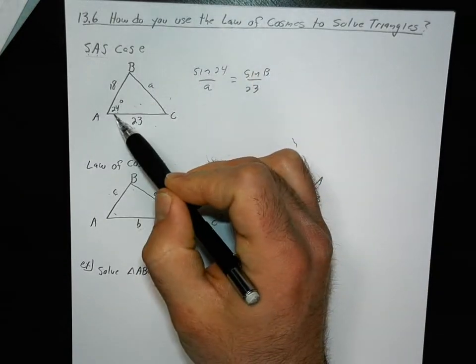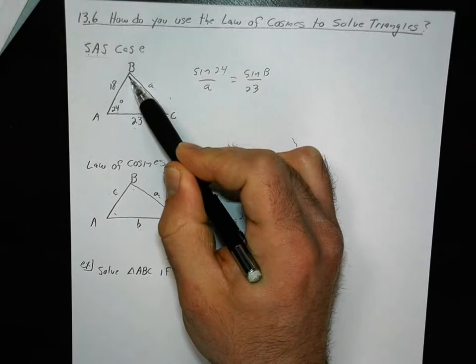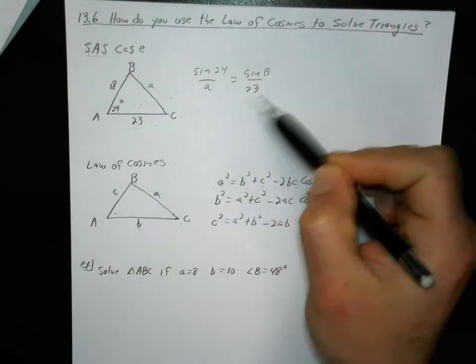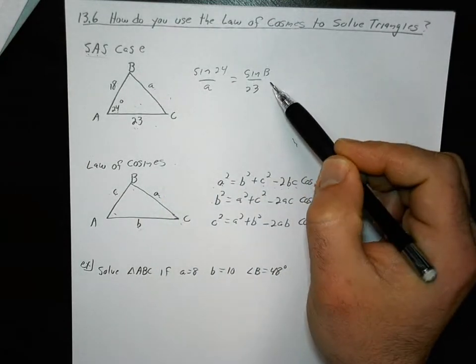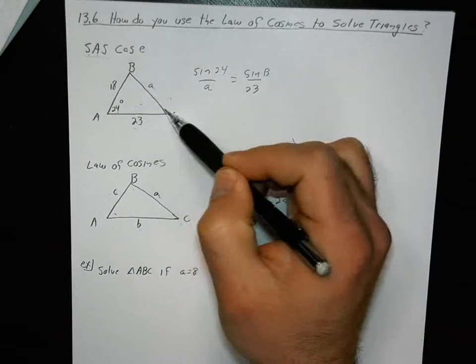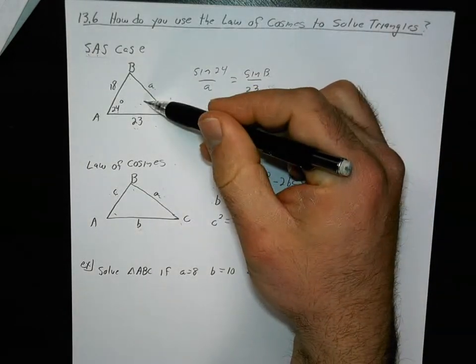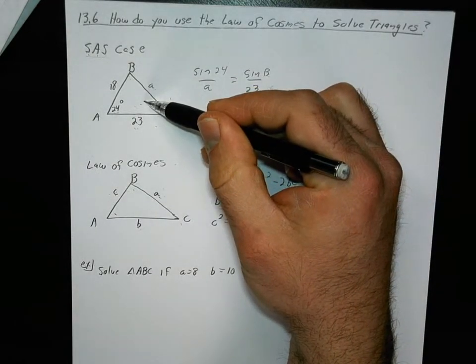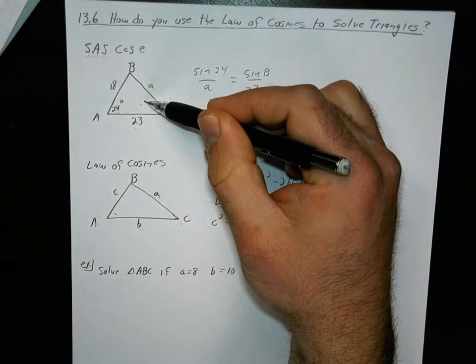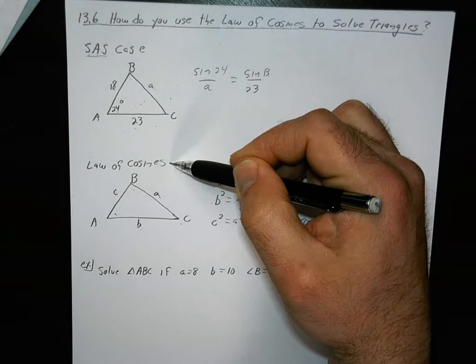Well, I could take the sine of 24 over A and set it equal to the sine of B over 23, like I have in this formula. Problem is I can't solve that because I have two unknowns. Regardless of which ratio I use, I always have two unknowns. So the law of sines is not going to help me in this case, so I need a different way to solve it. The way we solve side angle side cases is the law of cosines.